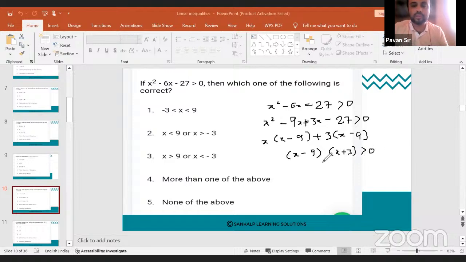Is greater than 0. So what can I write here? X is greater than 9, am I right? And x is greater than minus 3. Using this first case.